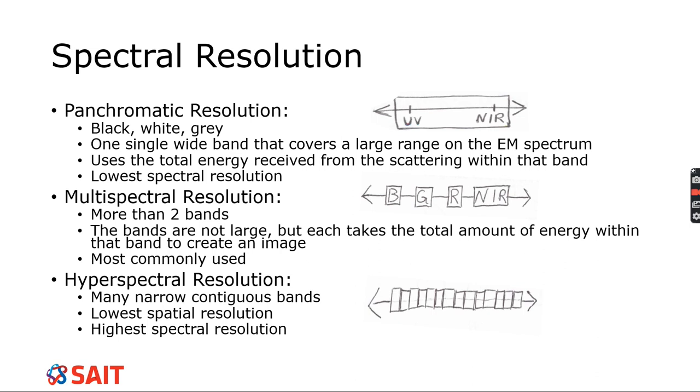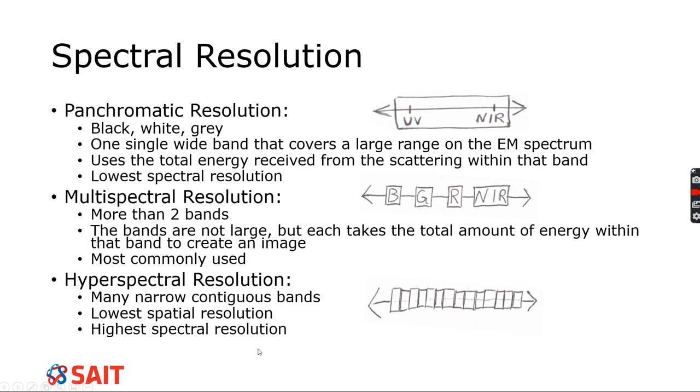That means we can actually make a color image with it. The bands are not large, but they're large-ish, and some of them are smaller or larger, depending on what spectrum and what sensor you have. It takes the total amount of energy within that particular band to create an image. In this case, I actually get 4 grayscale images that show me how much energy the sensor receives in each of those bands. Multispectral resolution is the most commonly used resolution. You have it on your phones when you're taking photographs. Our eyes are multispectral. Most of the satellites are multispectral. It's one of the most common.